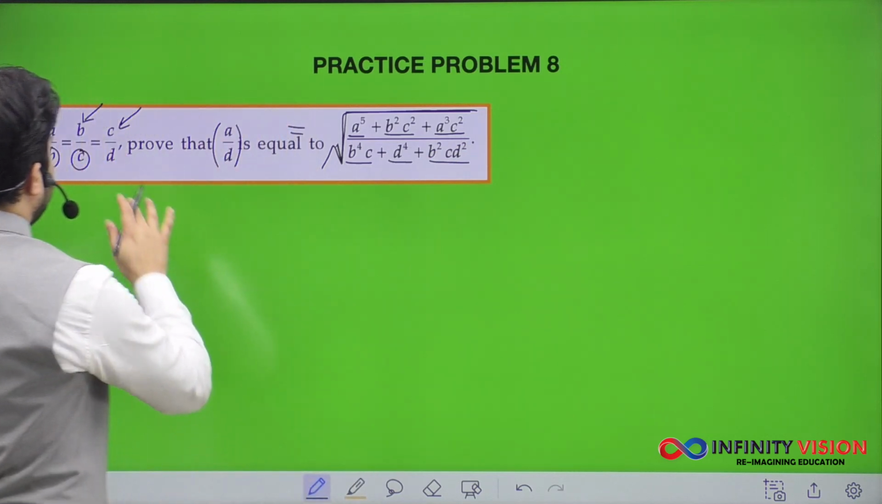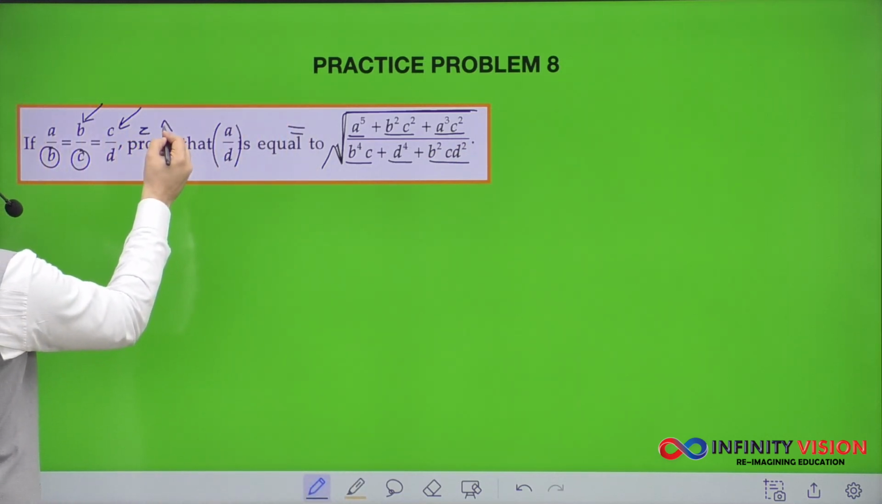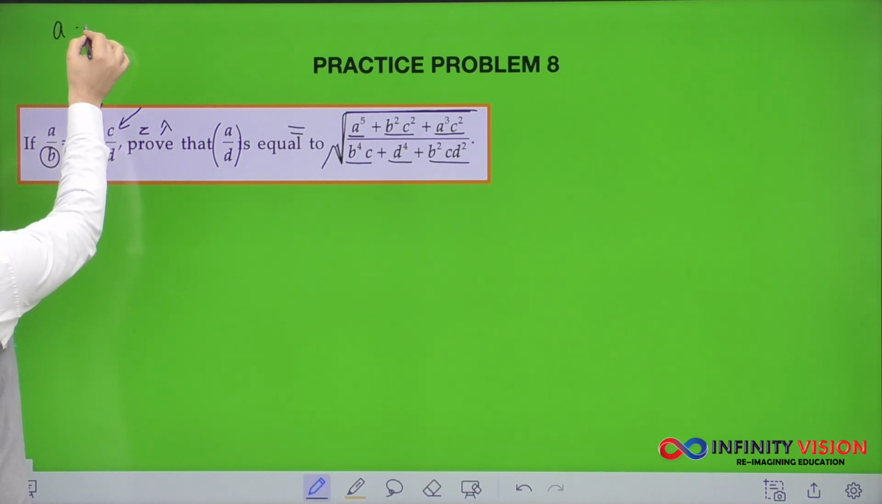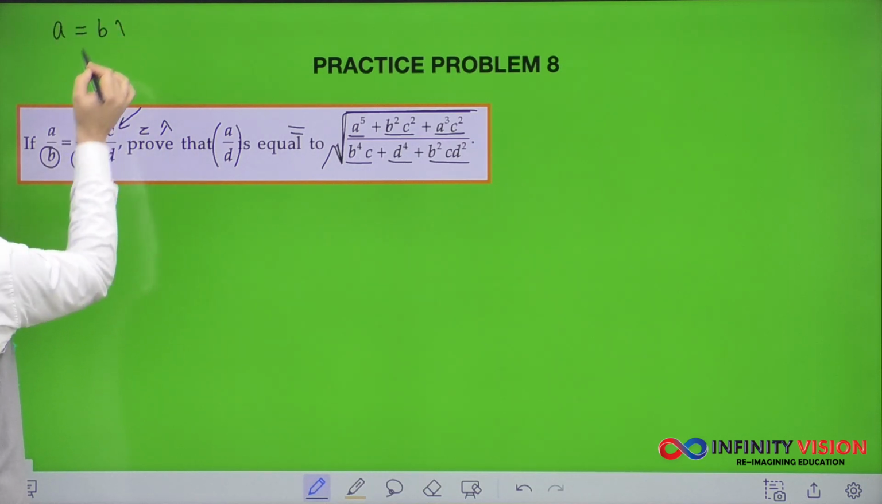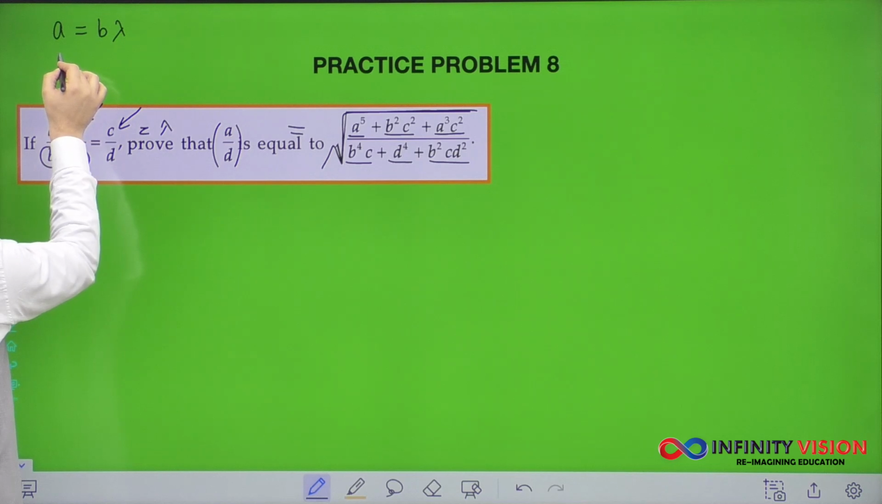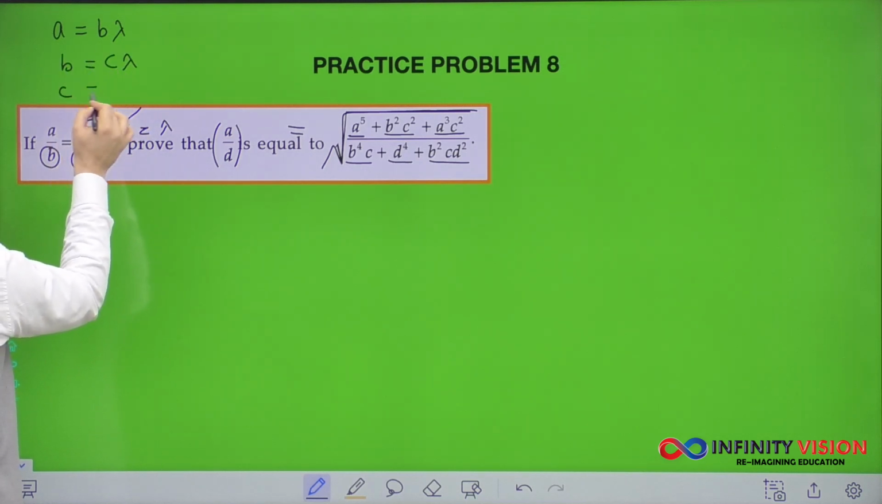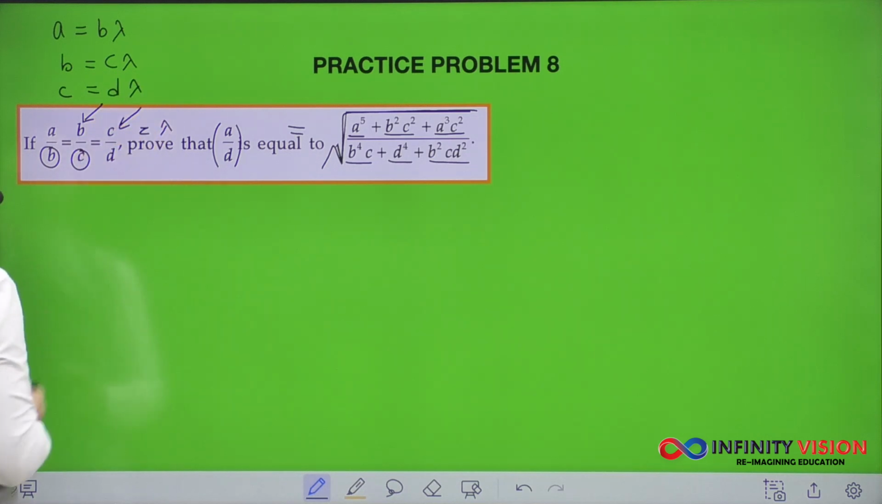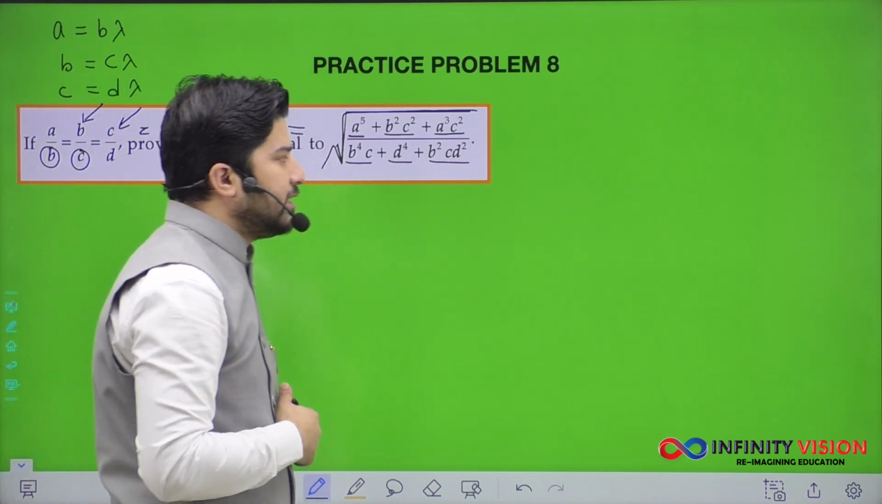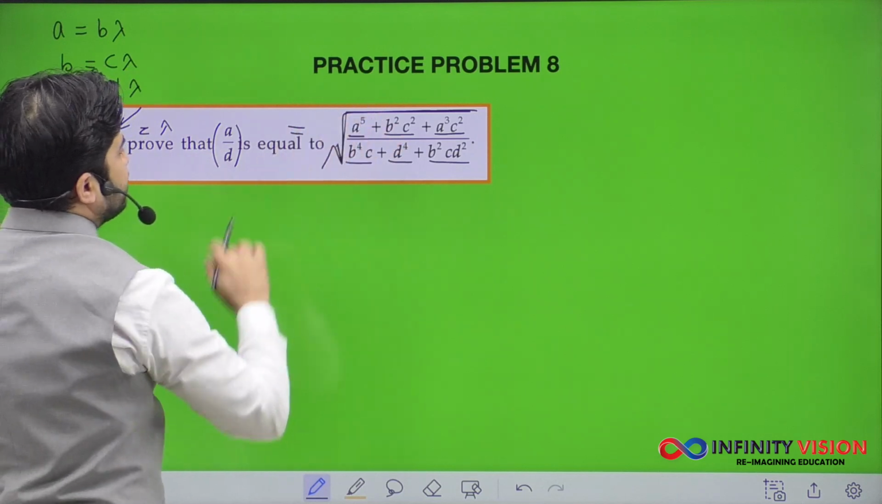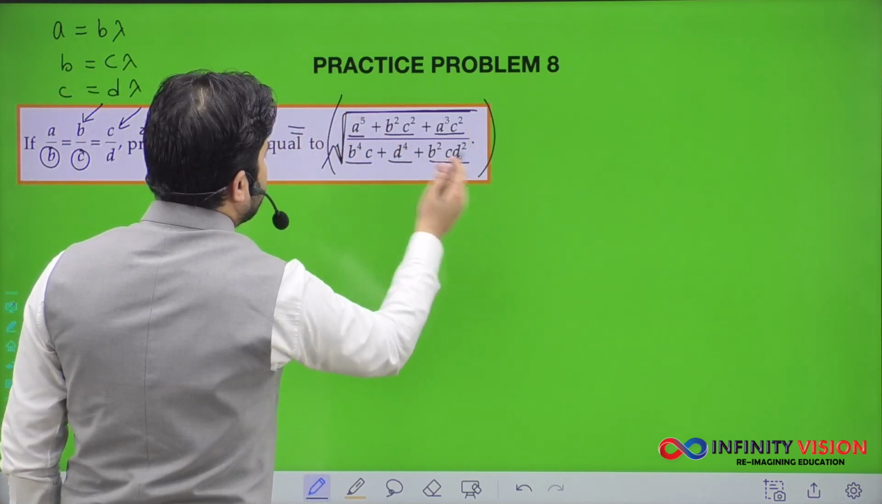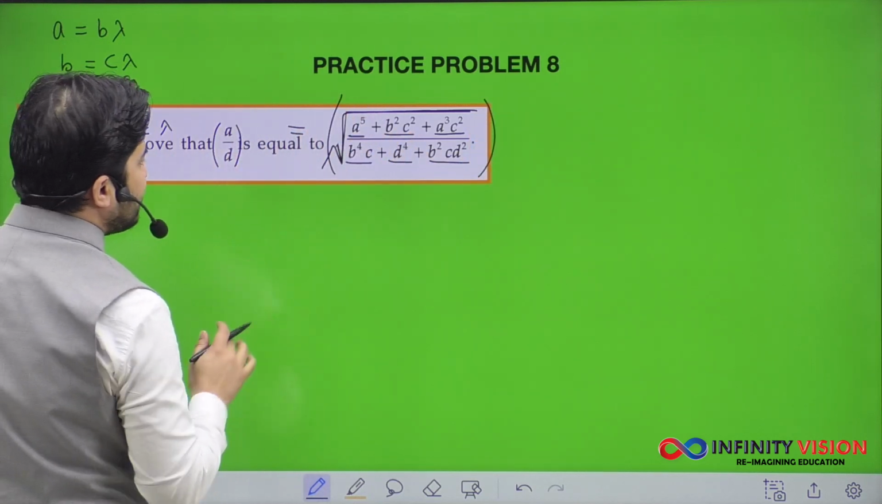Now we should begin by equating it with lambda. So you can say your a is nothing but b lambda, your b is nothing but c lambda, and your c is nothing but d lambda, right? This is how you are going to say. Now if you look into this ratio, this is a square root thing. So whatever is inside, I'm just going to analyze that first.